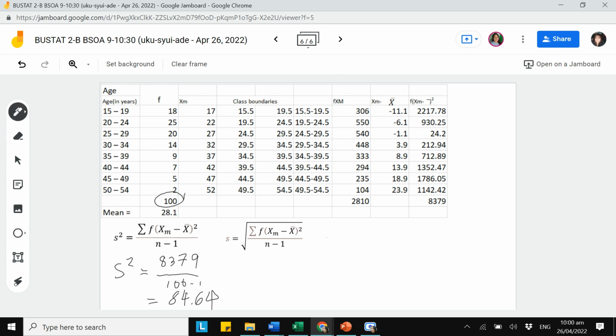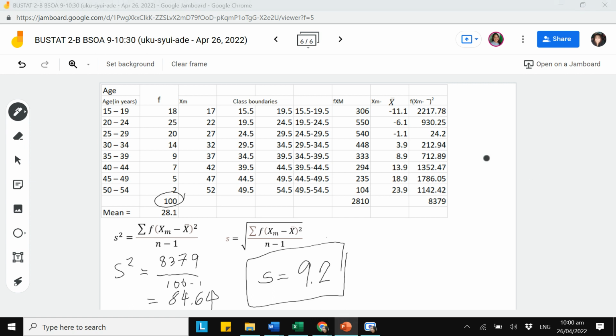Okay, so what's the answer? How about Divine Rivera? What is the answer now? Square root of 84.64. 9.2 po. Okay, so 9.2. Okay, so this is the standard deviation. Okay, so yan.